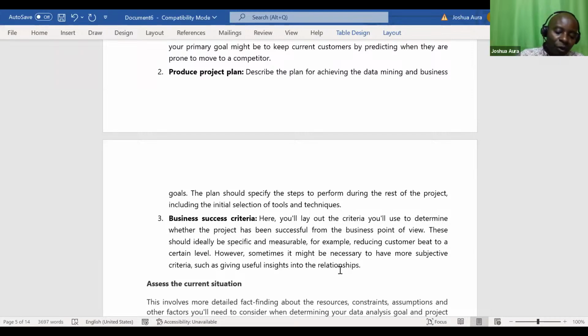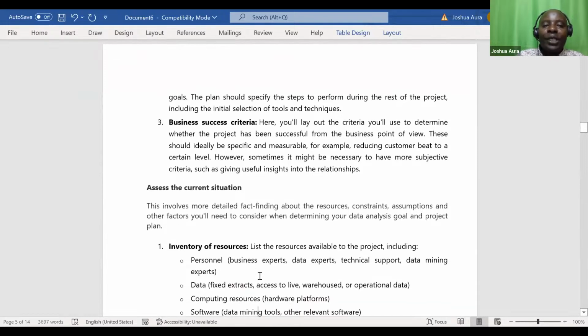Ladies and gentlemen, before we start, say this is the QuickBooks system that you have been using, now you would want to change it, right? Maybe go and start working with an ERP. I must assess the current situation. Otherwise, you may jump from, in this case, the frying pan into the fire. So you're trying to understand the entire business. As step number one, you must assess the current situation: where are we, who are we. This involves more detailed fact finding about the resources, constraints, assumptions, and the other factors you need to consider when determining your data analysis goal and project plan.